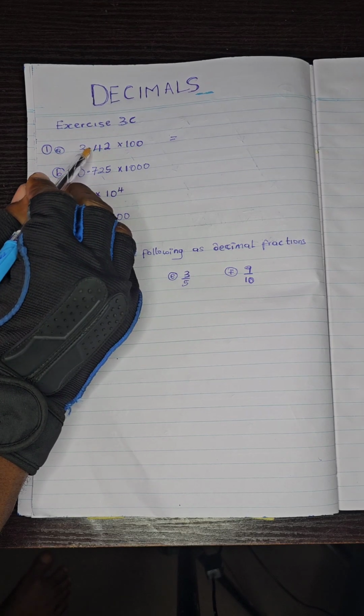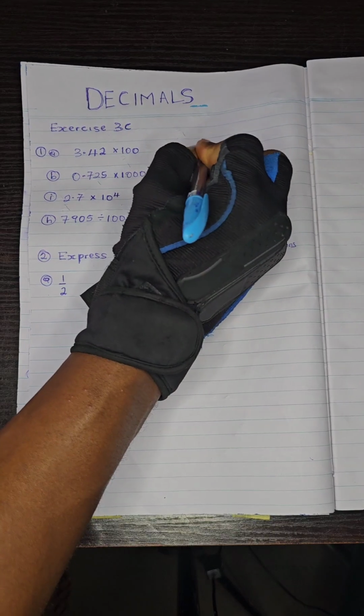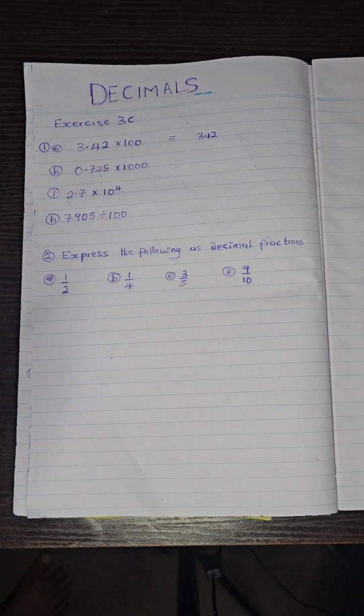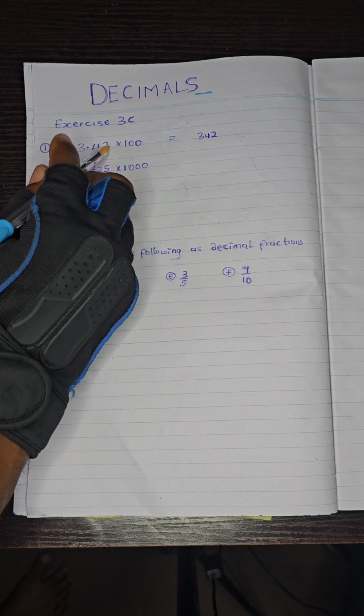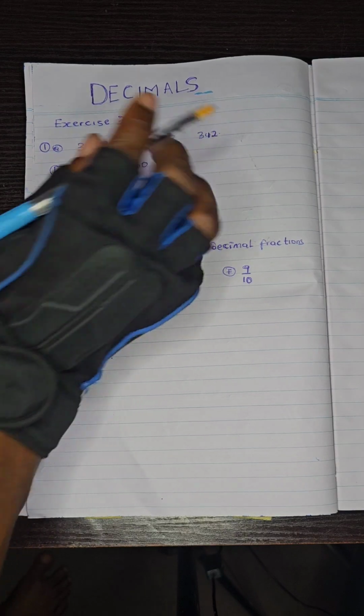Number of zeros, so I'm moving it 1, 2. So my answer is 3, 4, 2. The decimal point is here, so no need to put it. This is already a whole number. Are we together? Had it been that we still have another digit here, maybe 1 here, I can say 342.1, but there is nothing there, so it's a whole number.